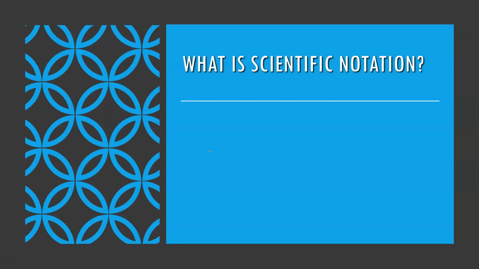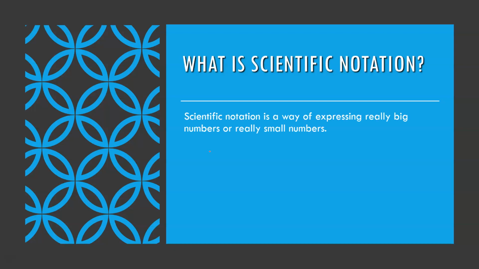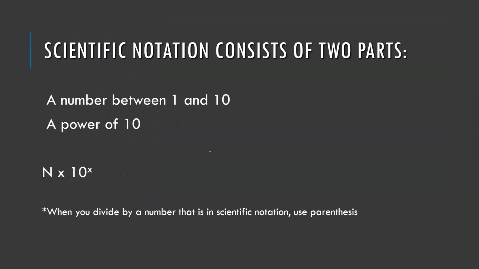Now, the last thing we need to talk about is scientific notation. So what is it? Scientific notation is a way of expressing really big or really small numbers. It is best used for very large and very small numbers because it is more concise, meaning it makes things smaller. Scientific notation consists of 2 parts: a number that's going to be between 1 and 10, and a power of 10. So it's always going to be in the format of n, a number from 1 to 10, including decimals, times 10 to a certain power.